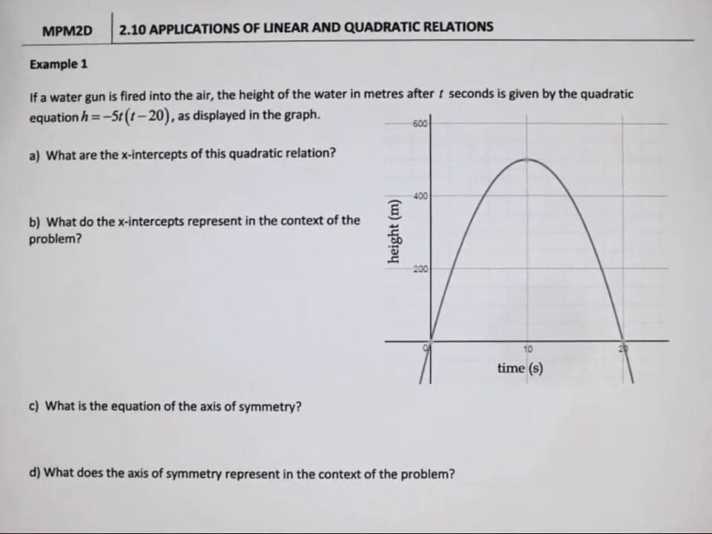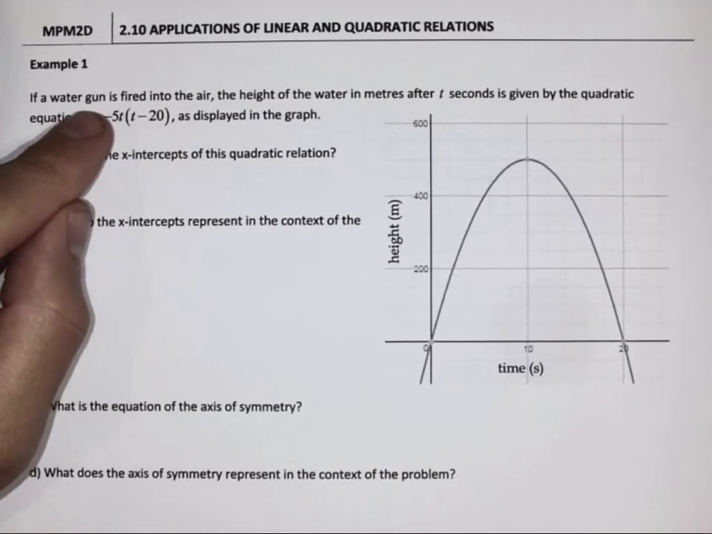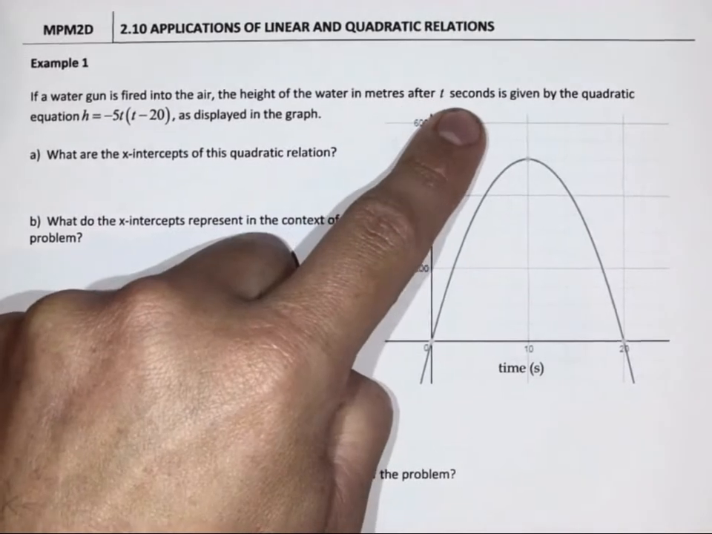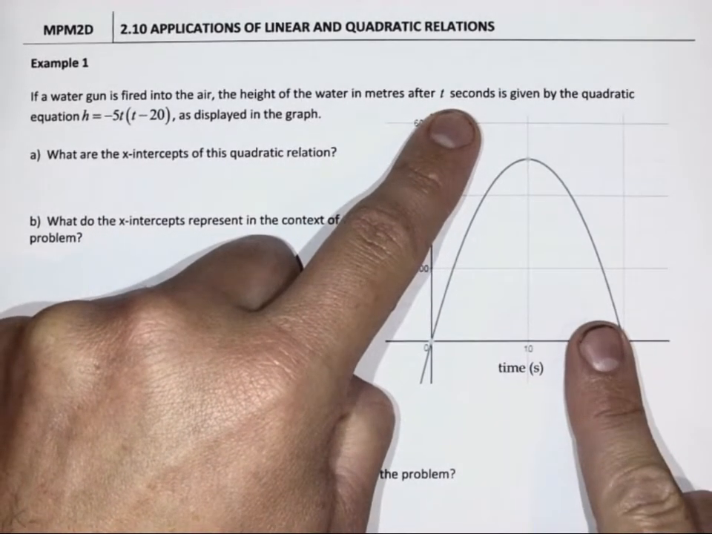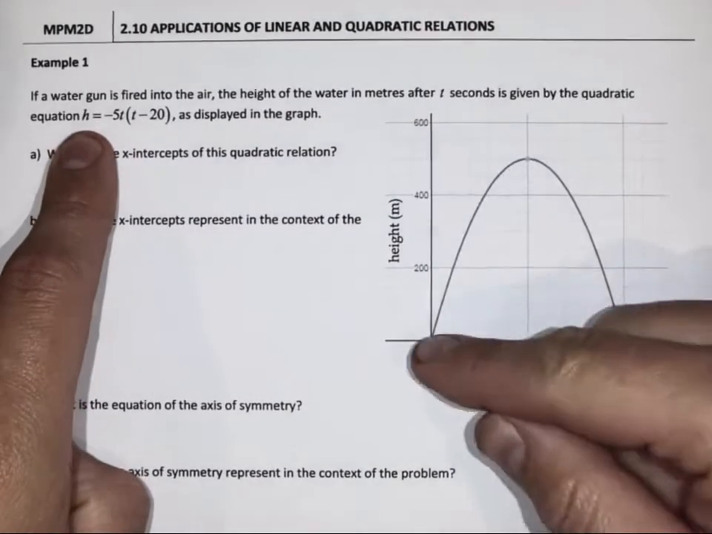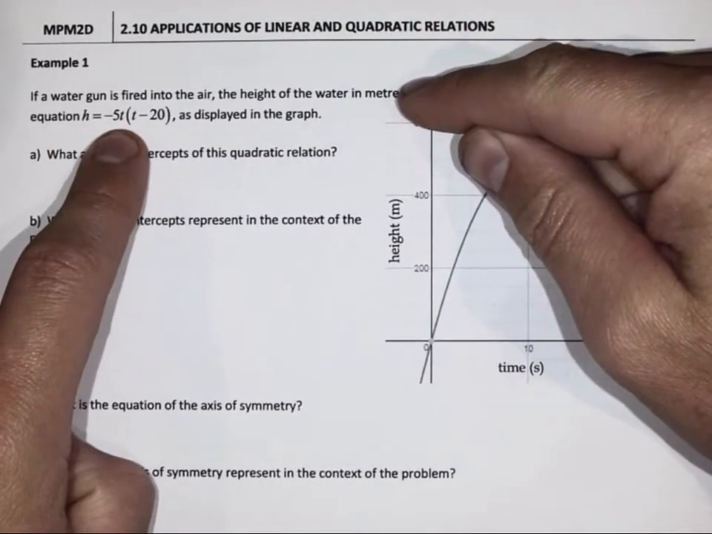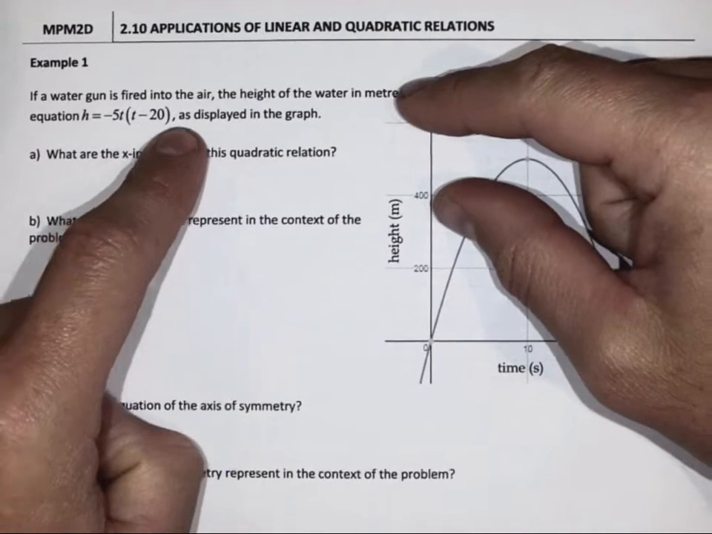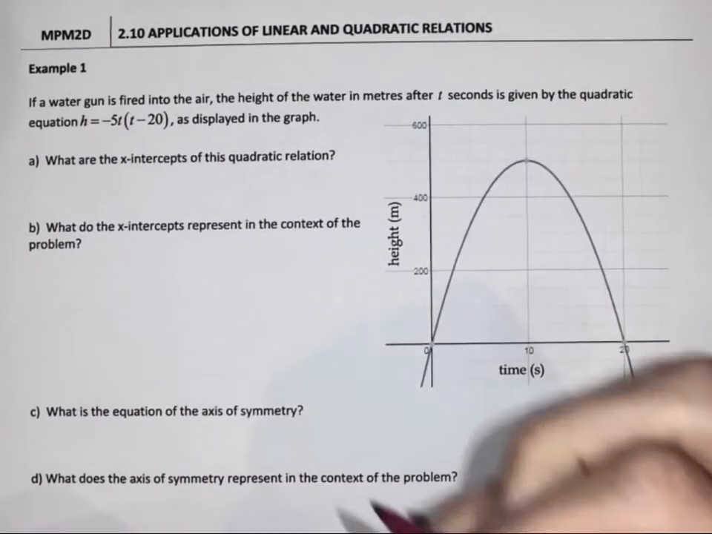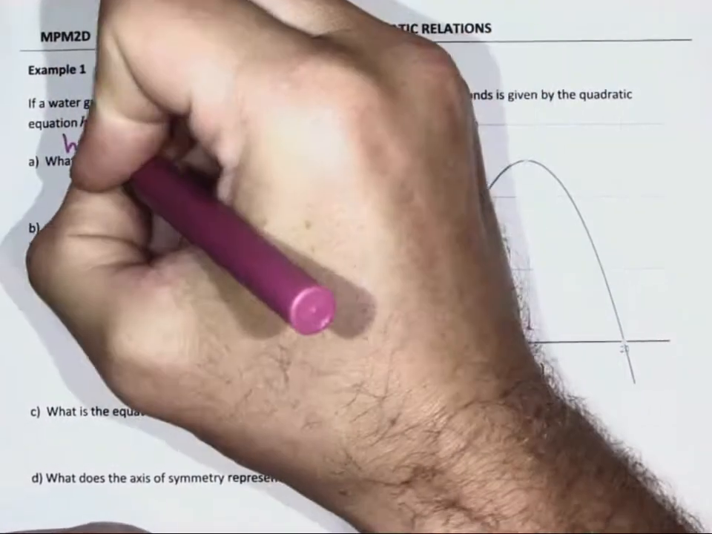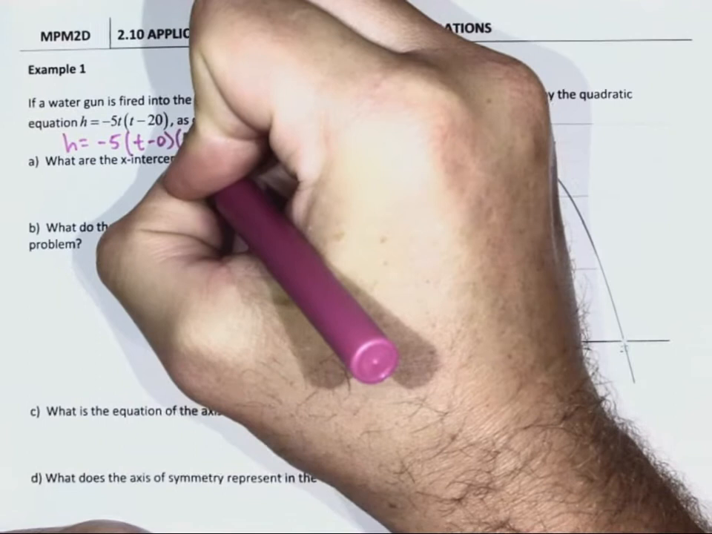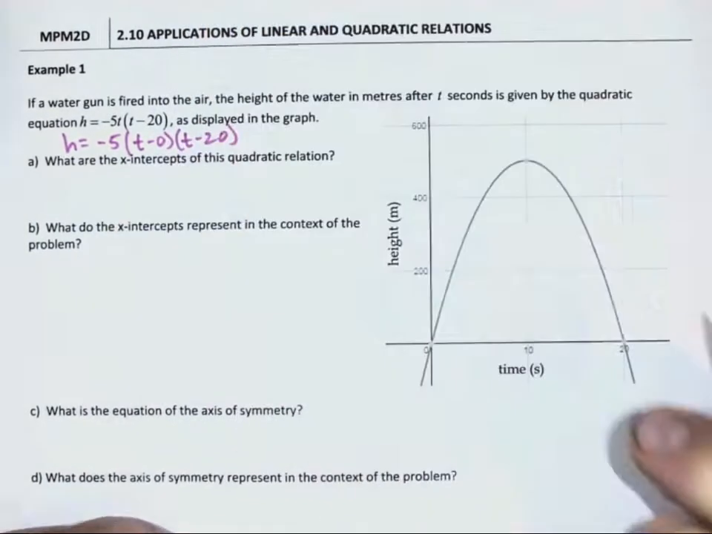Time for some math. If a water gun is fired in the air, the height of the water in meters after t seconds is given by the quadratic equation, which is shown here. The equation of this is height equals negative 5t times t minus 20, displayed in the graph. Now remember that this is just the same as negative 5 is our a value. We have t minus 0 and t minus 20.